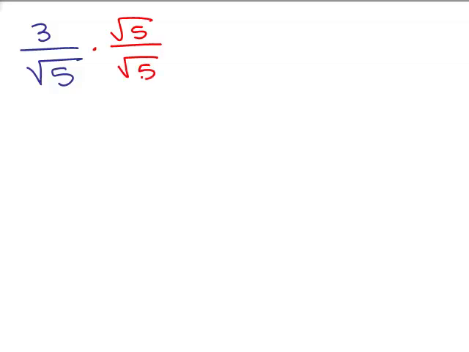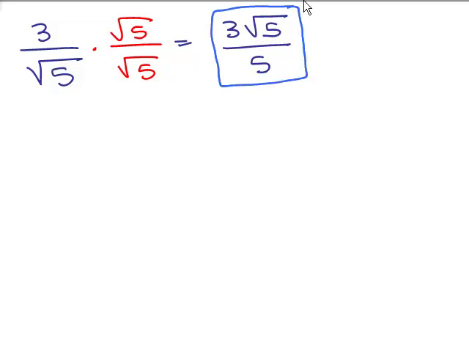So let's say you wanted to simplify 3 over the square root of 5. Okay. I have a square root in the denominator, so I'm going to use that trick of multiplying the numerator and denominator by square root of 5. And now I've got 3 square roots of 5 over 5, and that's my answer. I have now rationalized the denominator. So if it says simplify, that means do not leave a square root in the denominator.